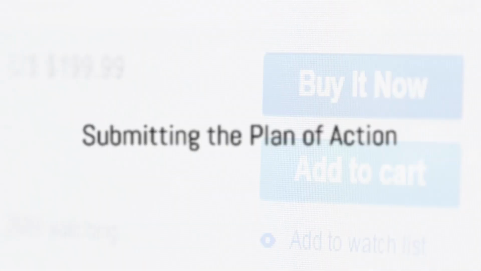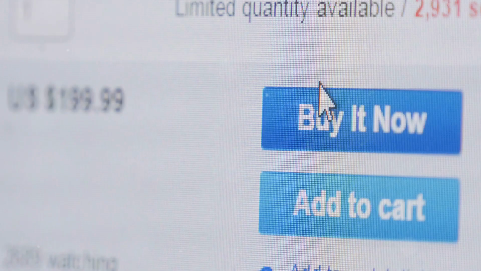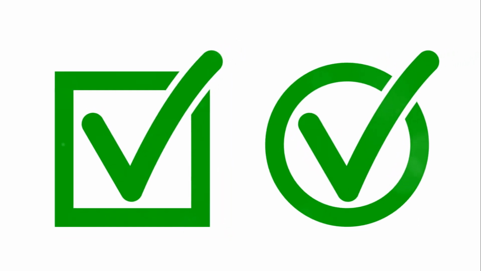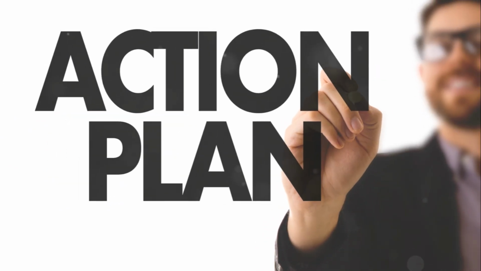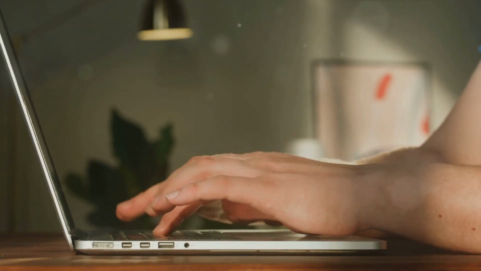Once your plan of action is ready, submit it through the Appeal or Plan of Action button in your Seller Central account. Clearly state the steps you have taken or will take to rectify the issue, ensuring that all concerns raised by Amazon are addressed. After submission, don't forget to regularly check your Seller Central account for updates. Amazon will look into your plan of action and may ask for additional information or clarification. Make sure you respond promptly to any such requests.